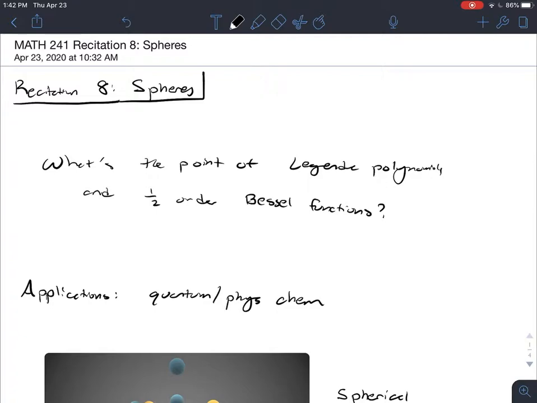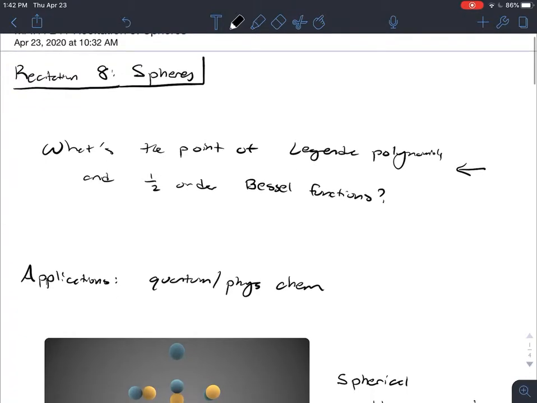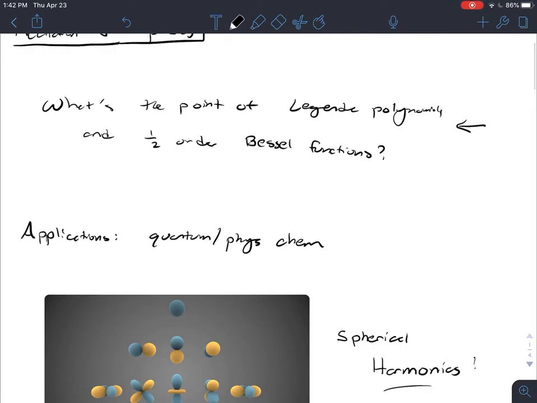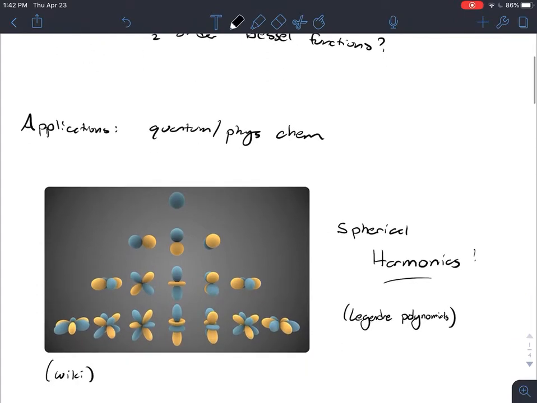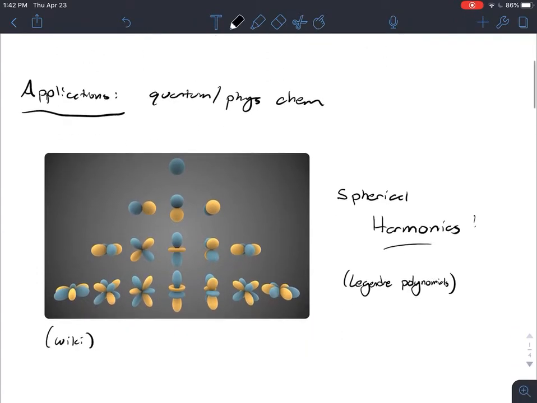But before we get started, the first thing that I want to talk about is what's the point of Legendre polynomials and half-order Bessel functions. I'm sort of giving away what we're going to find out later in this recitation, but Legendre polynomials and half-order Bessel functions are probably something you've discussed in class at this point, or maybe you've heard of them briefly. And their main application is in quantum physics or quantum physical chemistry, or in physics 361, 362 if you're taking those, which is like E&M.